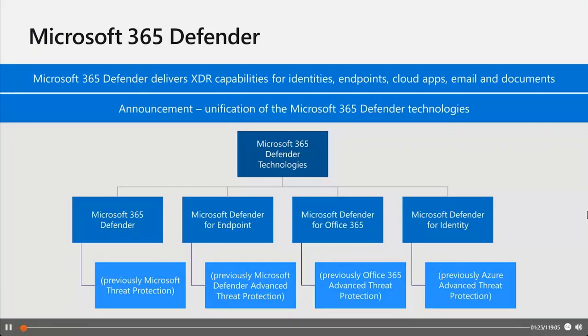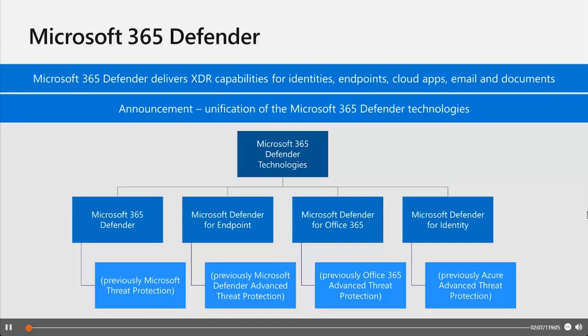Now let's discuss Microsoft 365 Defender, which has received a lot of improvements and name changes in the last weeks and months. We have these different Microsoft 365 Defender technologies, like the Microsoft 365 Defender, that was previously called the Microsoft Threat Protection, the Microsoft Defender for Endpoint, which was the Advanced Threat Protection, then the Microsoft Defender for Office 365, which was previously called the Office 365 Advanced Threat Protection feature set, and the Microsoft Defender for Identity, which was called the Azure Advanced Threat Protection feature set.